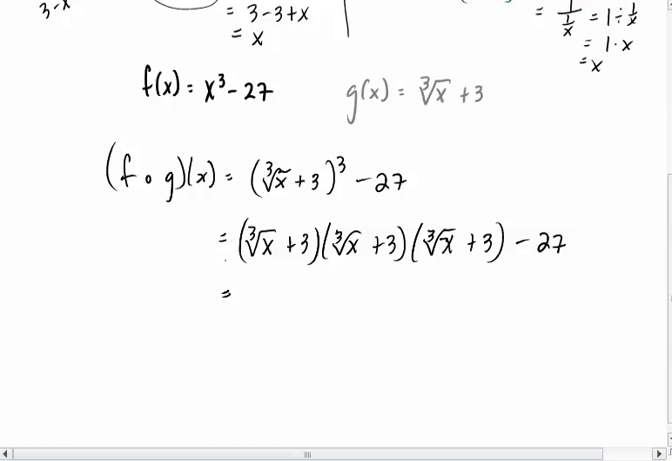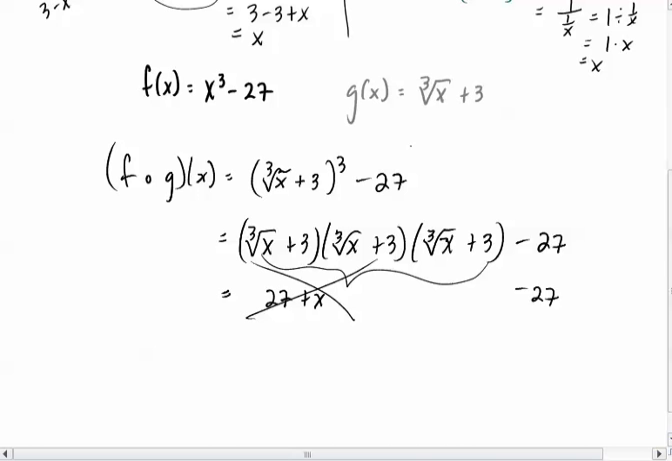Now don't panic. If I multiply these three things, is there any way that I'm going to get basically a 27 plus x? Because that's what I'd have to have if in the end it's going to end up being an x. There's no way. This is not going to be equal to that. And so these are not inverse functions, but sometimes you have to just go ahead and compose them and write out some of the steps before you can tell whether it's not going to work. It's not going to end up being an x.